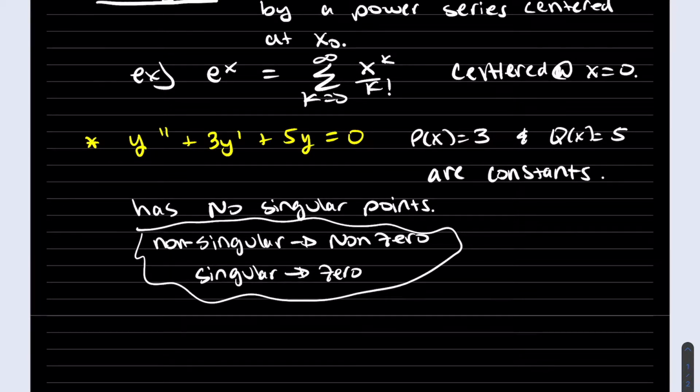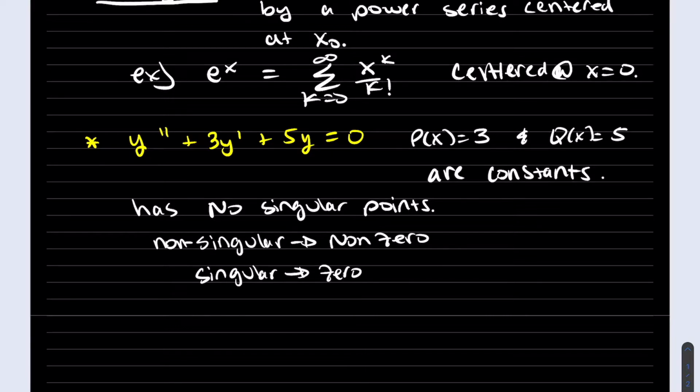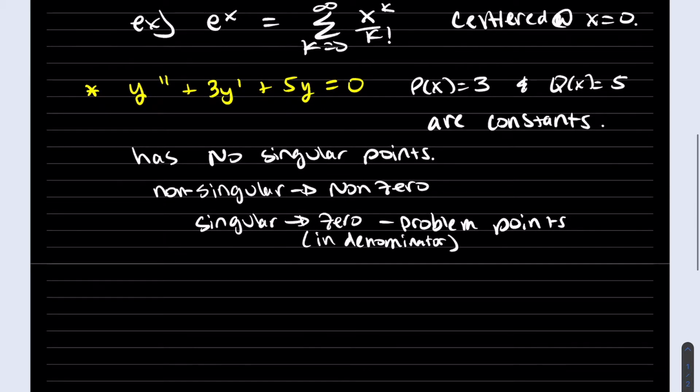So singular points will be values that make the function p of x have 0 in the denominator, where it's not defined. Okay, they are problem points because this is in the denominator. So there are obviously no problem points in p of x or q of x.